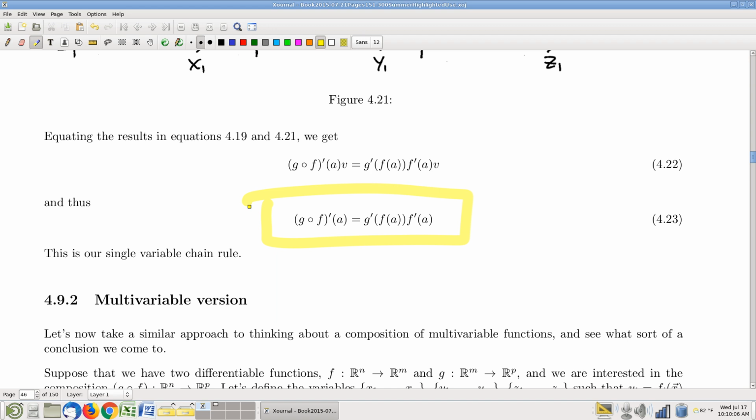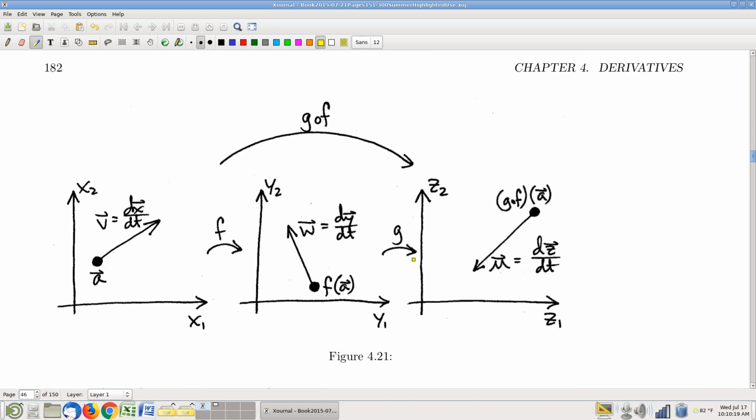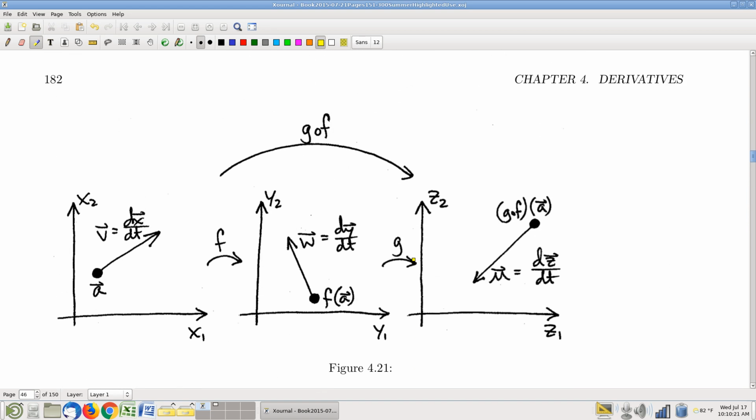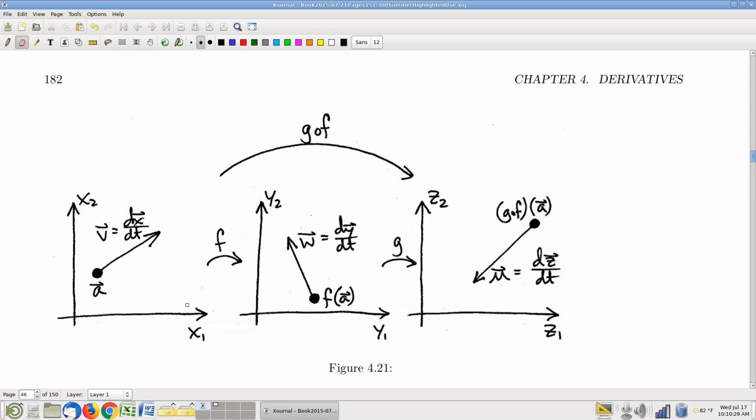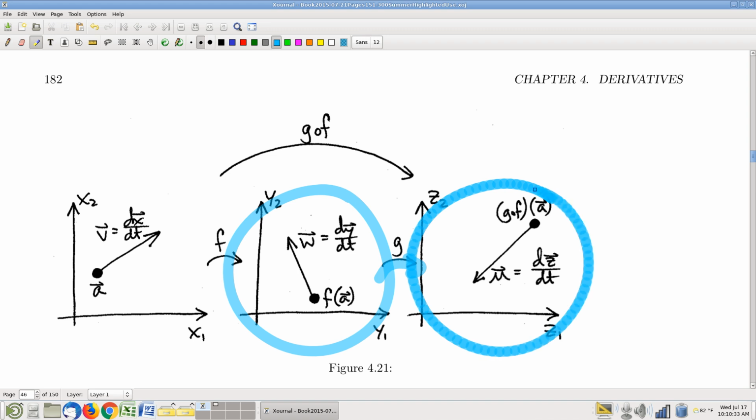So again, it's not that you didn't know this. It's that I wanted to set up this particular point of view so that when we try to do the same thing in the multivariable context, it will go through nice and smooth. So here's the multivariable version of that same story. We've got a composition of two functions, f, with domain and target like that, and g, with domain and target like this.